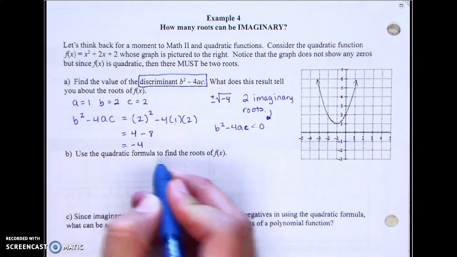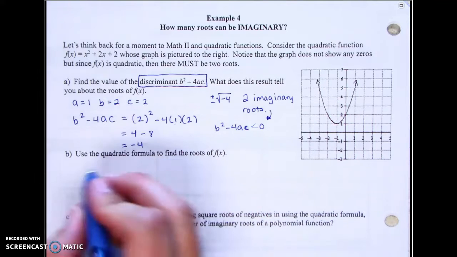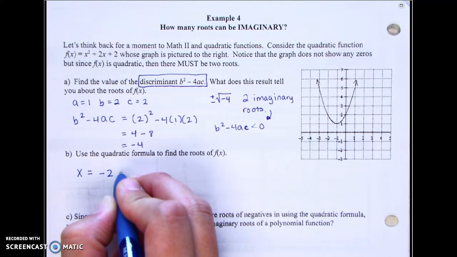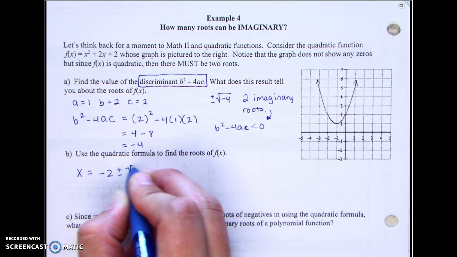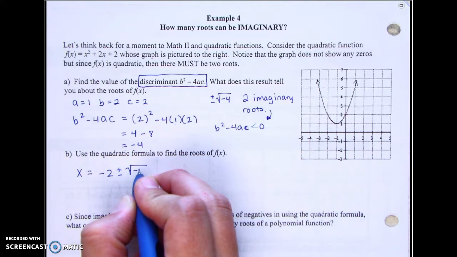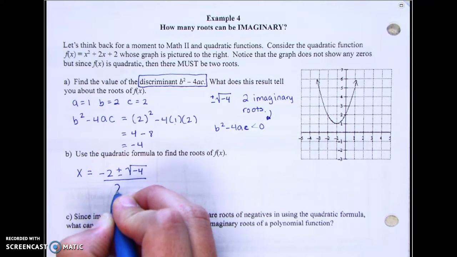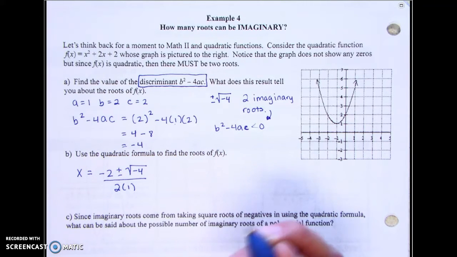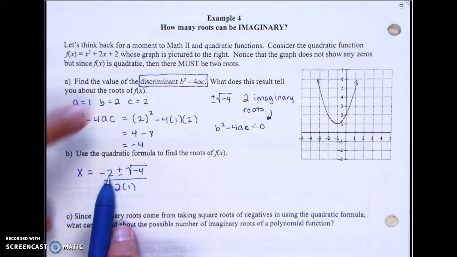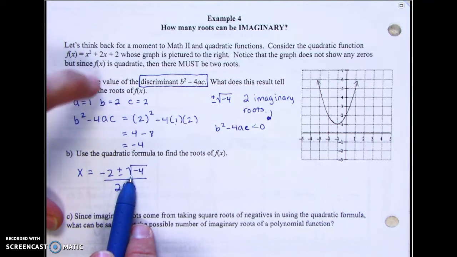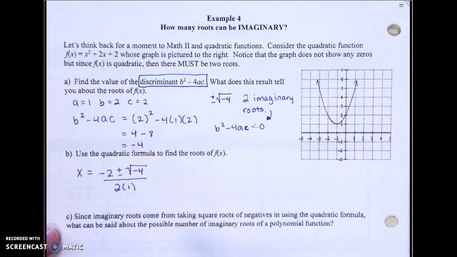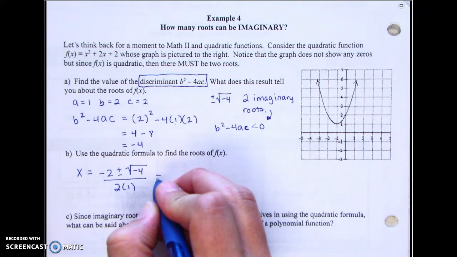Use the quadratic formula to find the roots of f. Okay, well, we kind of already started it. x is equal to negative b plus or minus the square root of b squared minus 4ac, all over 2a, like that. Okay, let's simplify this.